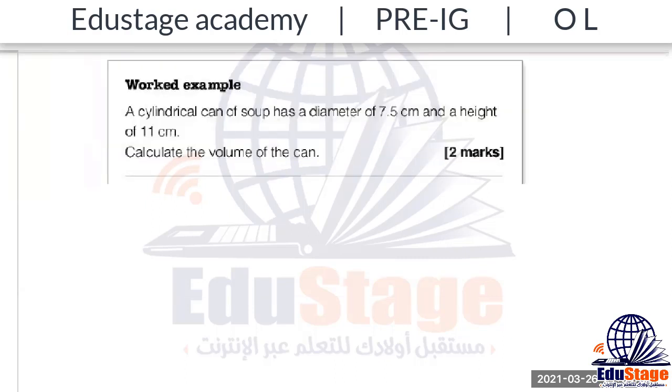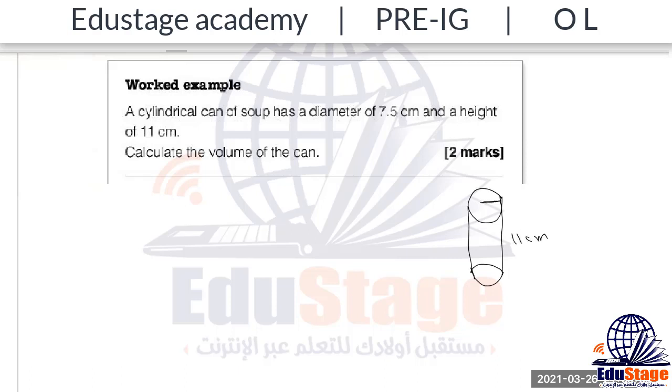Ali? Yes, sir. Can you read, please? Okay, sir. A cylindrical can of soup has a diameter of 7.5 centimeters and a height of 11. Calculate the volume of the can. Okay, thank you so much. So you have a cylinder can of soup, maybe something like this. Yes, Salma, correct. So something like this.